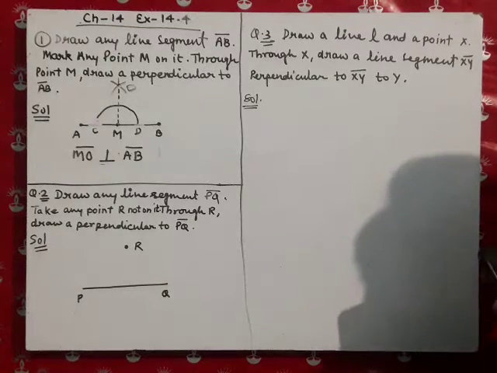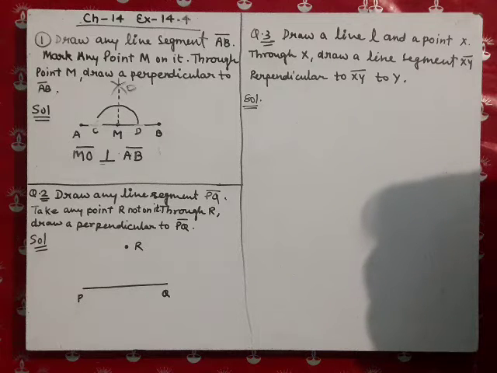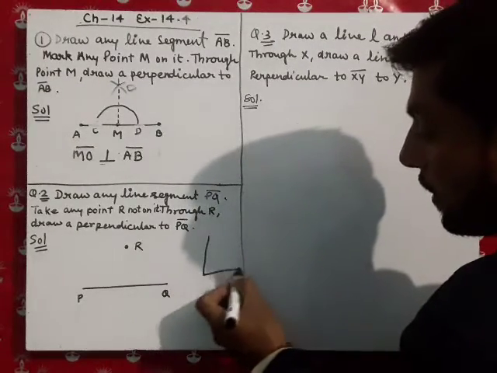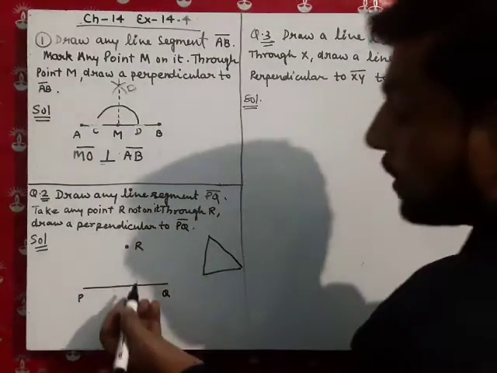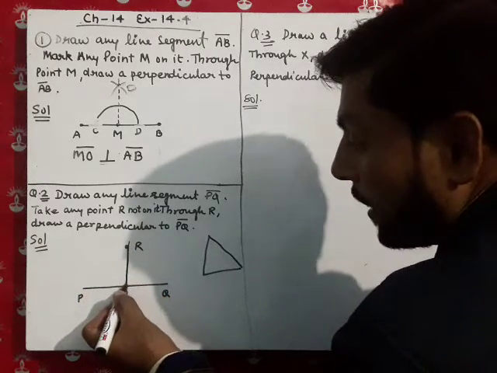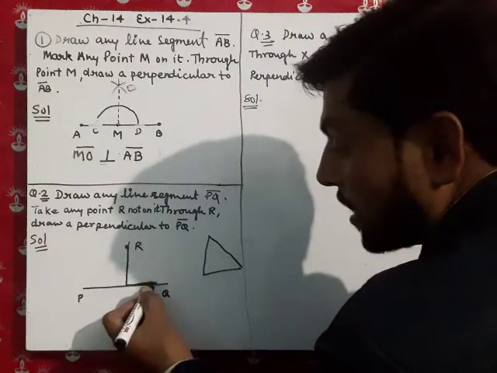But here one condition is given in the question that you have to use the ruler and set square. So how you are going to manage this? You have to draw the line segment by using the ruler and set square. So set square means this. In your geometry box, this type of one set square is given. So you have to place your set square like that. This point must be here, and your set square's arm, that perpendicular arm must be here.